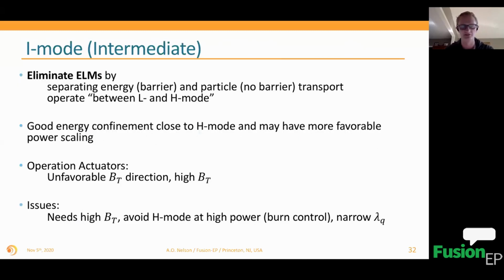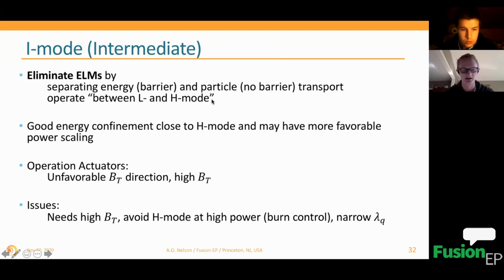So I-mode, which is an intermediate regime between L-mode and H-mode, can be thought of basically by separating the energy barrier, which is your temperature barrier, and a particle no-barrier transport. So we have H-mode temperature-like and L-mode particle-like, and because of this, we don't actually get ELMs. We have additional transport through our pedestal. It has good energy confinement close to H-mode, which may be favorable for power scalings in future regimes, and you can get it with unfavorable B_T at high B_T. So this is a very common regime at C-Mod, which operated at really high B_T.